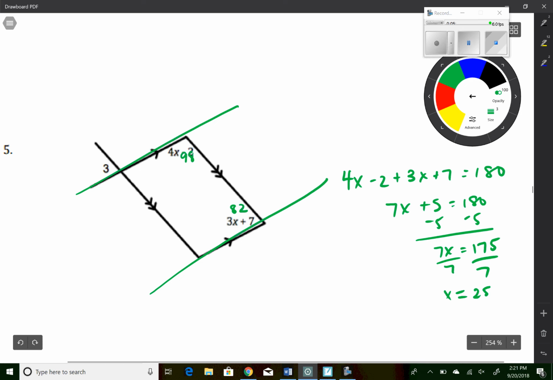Sorry about that. If I know that's 98, I know this is 98 because they are corresponding to each other. If I know this angle is 82, I know that this angle is 82 because of alternate interior, alternate exterior. You could put them all together. So angle 3 is actually 82 degrees.